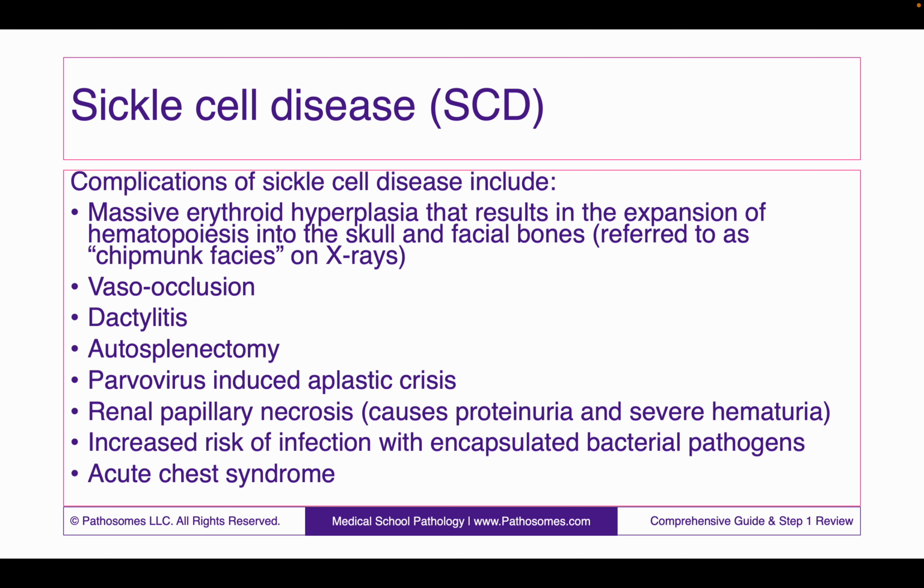Others include renal papillary necrosis, which causes proteinuria and severe hematuria, increased risk of infection with encapsulated bacterial pathogens, you know that from micro, as well as acute chest syndrome.